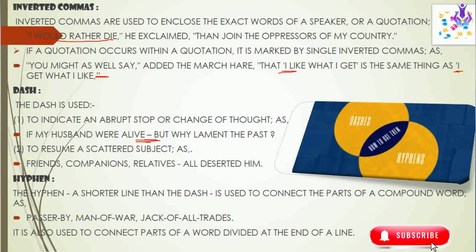The dash is also used to resume a scattered subject. When there comes a subject and we have to describe it more, we put a dash. "Friends, companions, relatives, all deserted him." So here we put a dash.